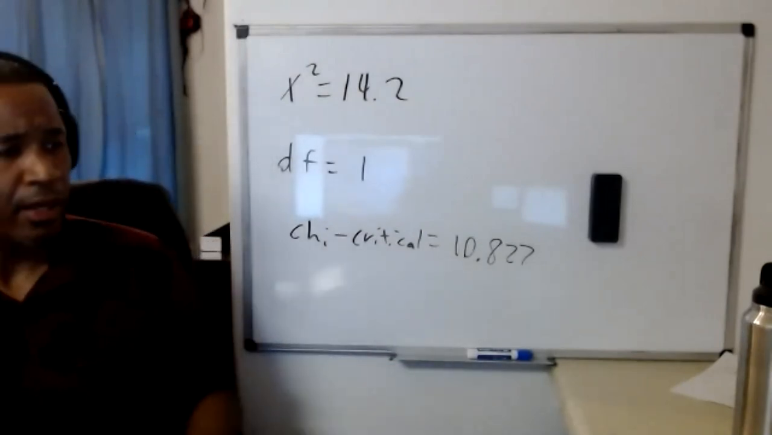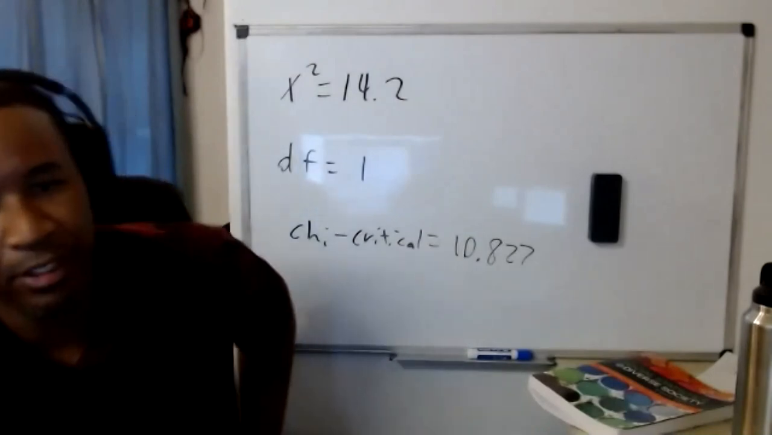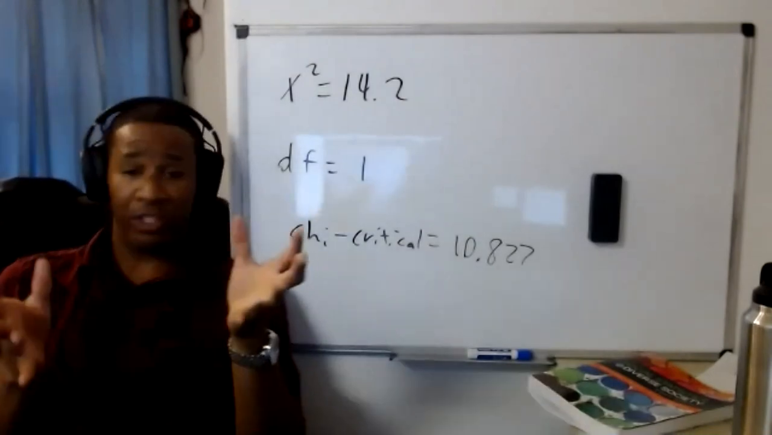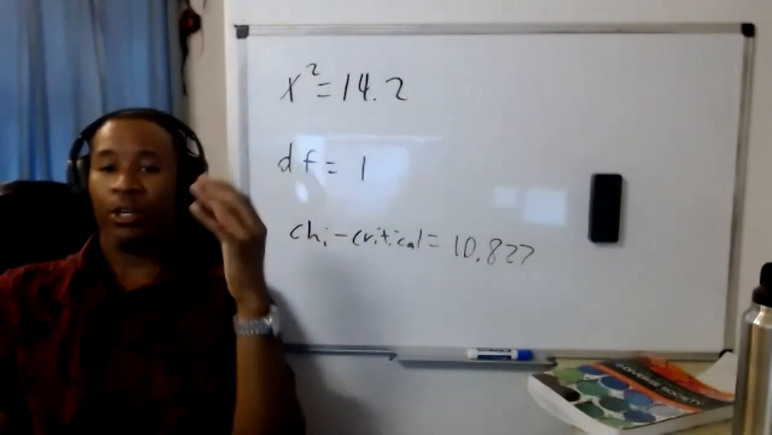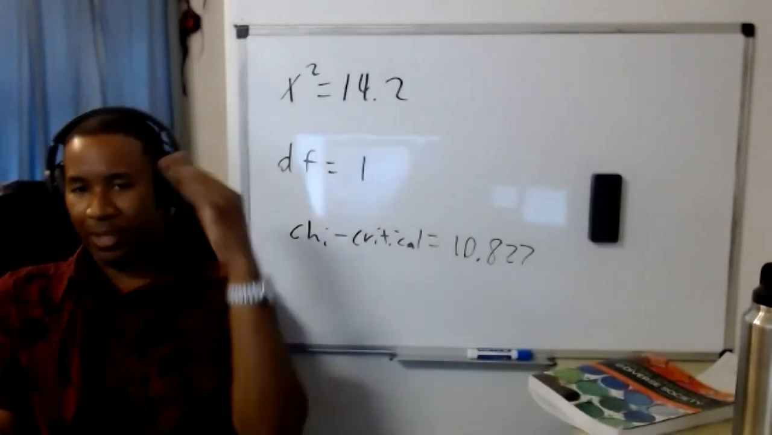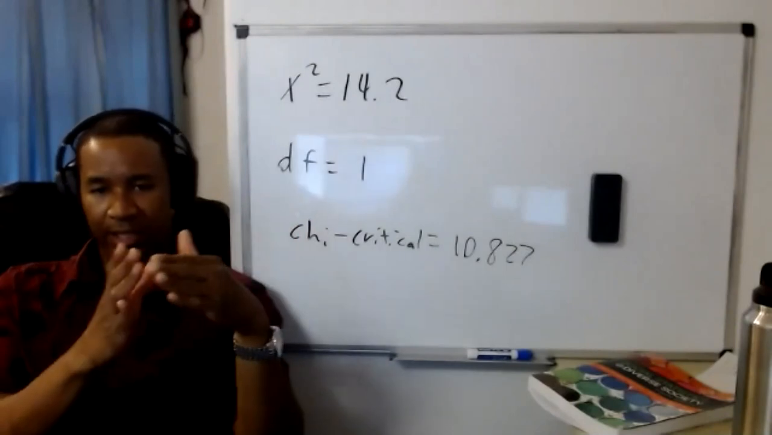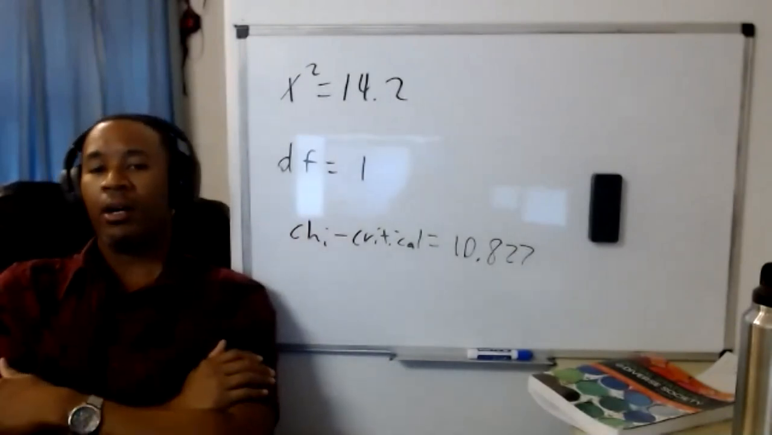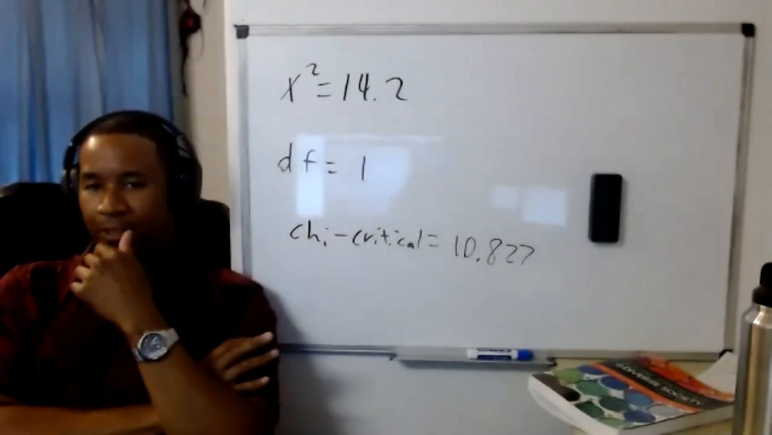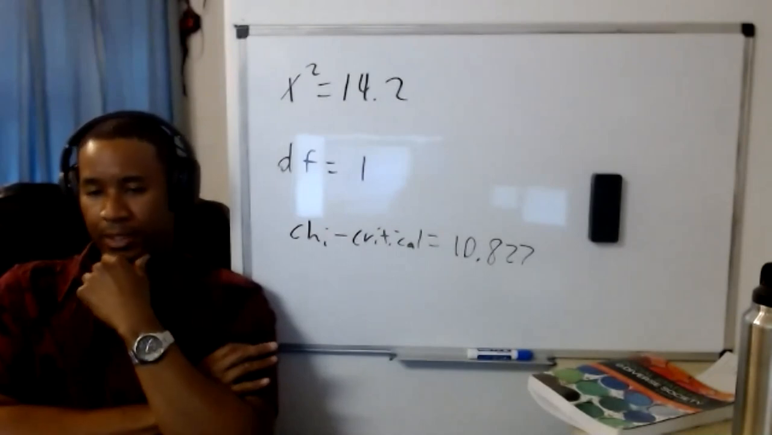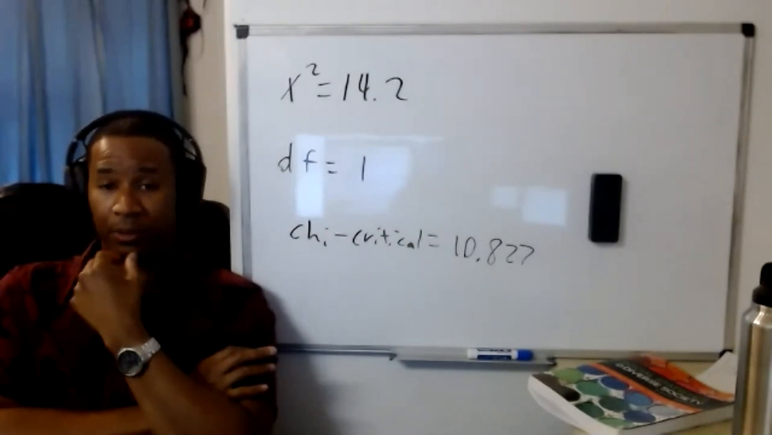Having said that, we made our decision. We can reject the null hypothesis. We can reject the idea that, in the population we're looking at, sex and fear of walking alone at night are independent. So we're rejecting the idea that sex doesn't influence whether or not you're afraid to walk alone at night.